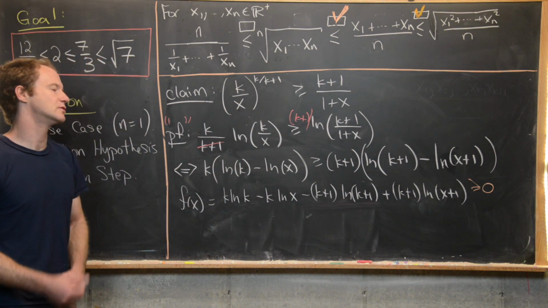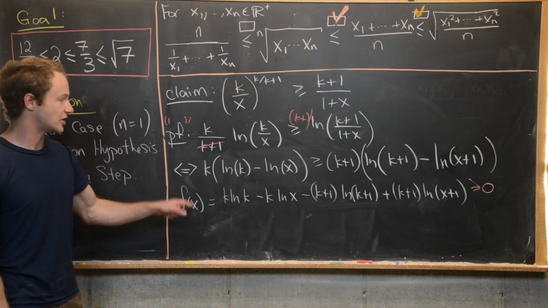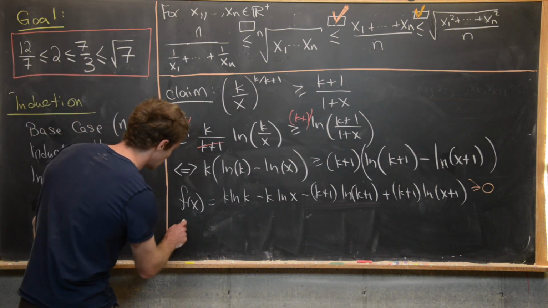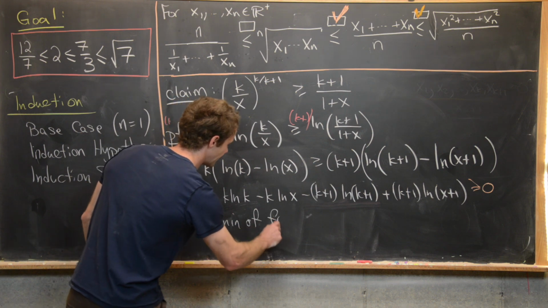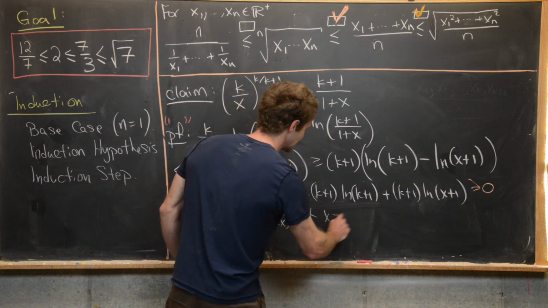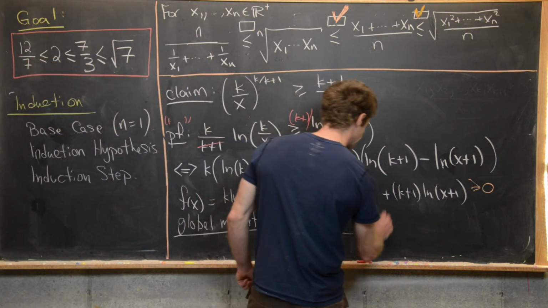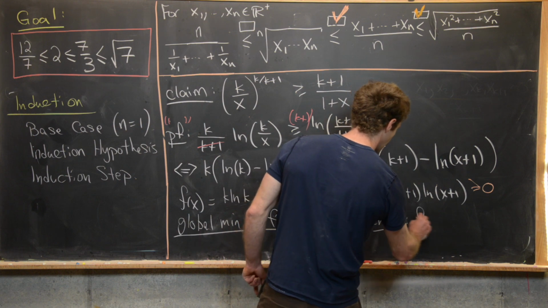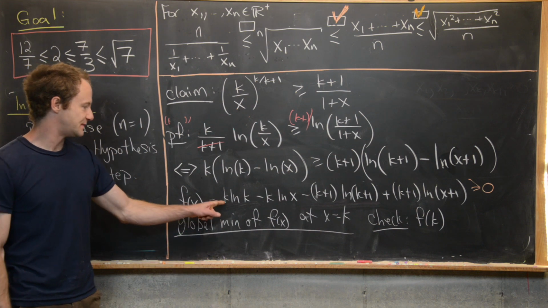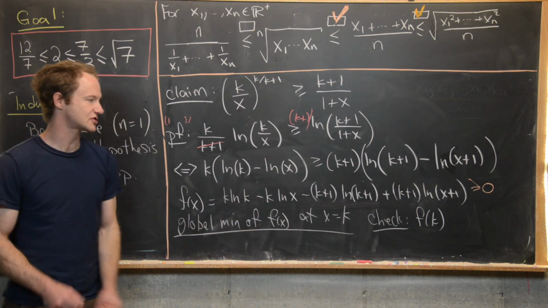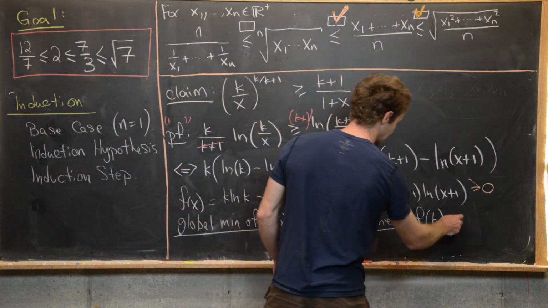And the next thing that we'll do, which is straightforward but a little bit too much work for this, is to argue that we have a global minimum of this function f of x at x equal k. So a global minimum. And then another thing which is pretty easy to check is that if we plug k into this function f, we'll get 0. So notice that's because we have k natural log of k minus k natural log of k. Those are going to annihilate each other. And then furthermore, these terms are going to annihilate each other.